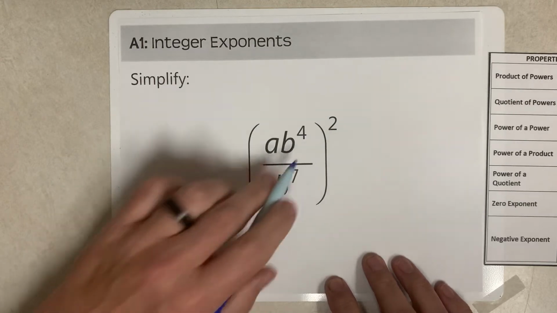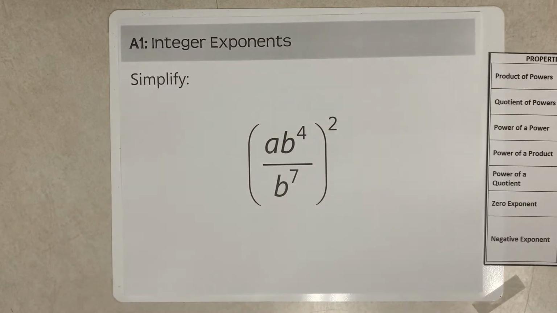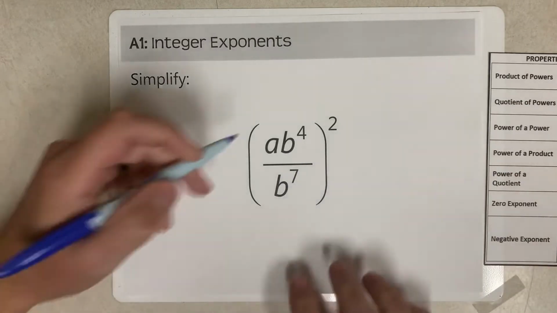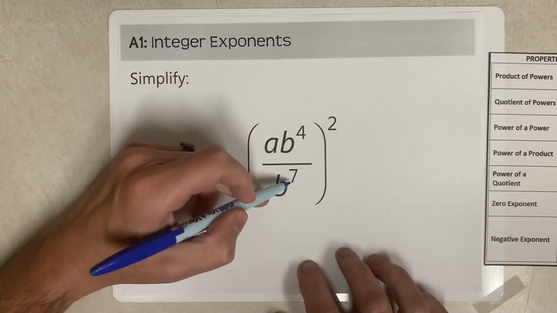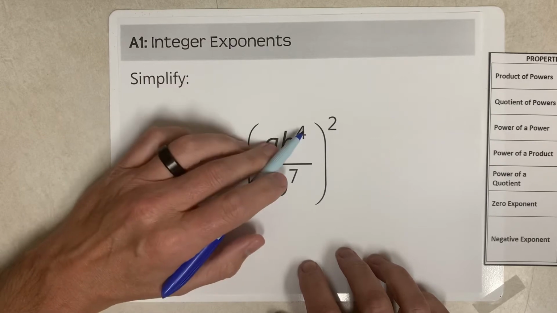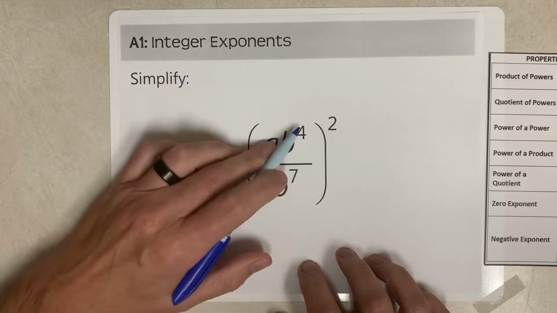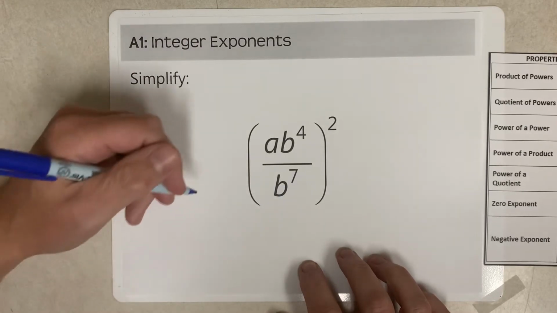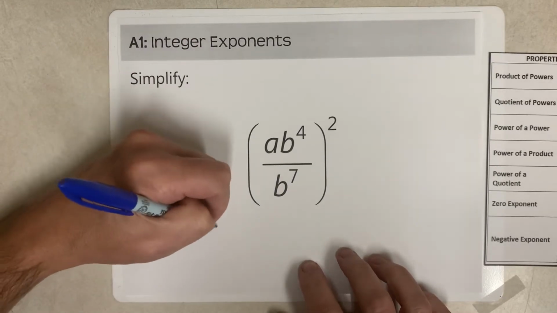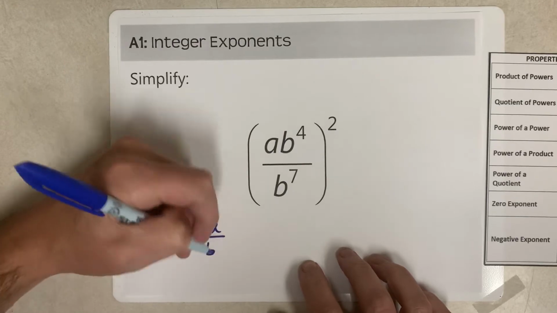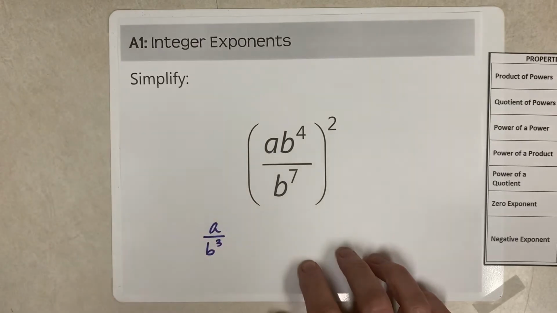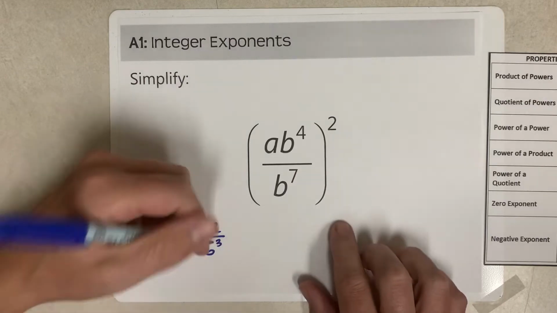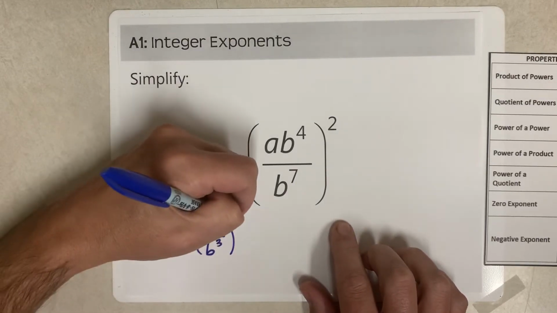So I'm looking at this right here, and the first thing I notice is this 2 on the outside, but then I also notice in here I have a couple b's. I have 4 b's up here and 7 down here. So 4 of these b's are going to cancel with 4 of these, and when they do, it's going to leave 3 of them still left down here. And so what I'm going to get is a over b to the 3rd power. So when 4 of these cancel with the 7, it's still going to leave 3. Now, all of this is still squared.